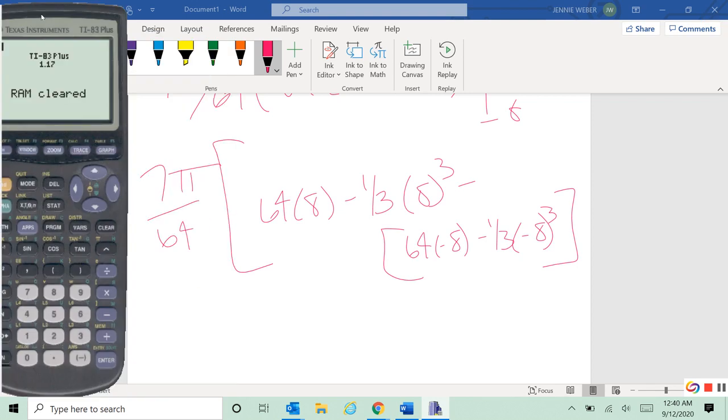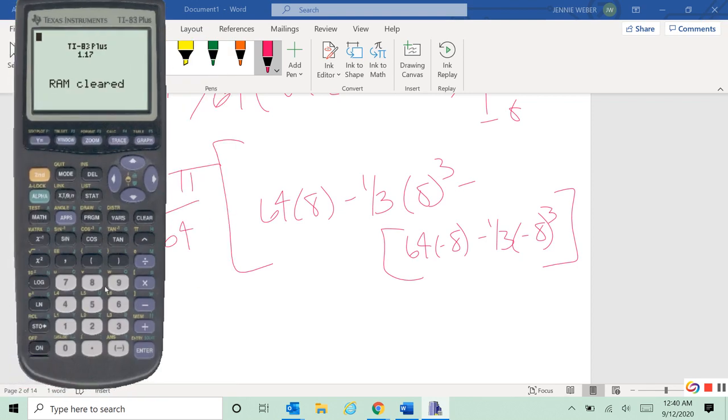Okay, so let's see here. So I have 64 times 8 minus, let's see here, minus 8 to the third divided by 3.